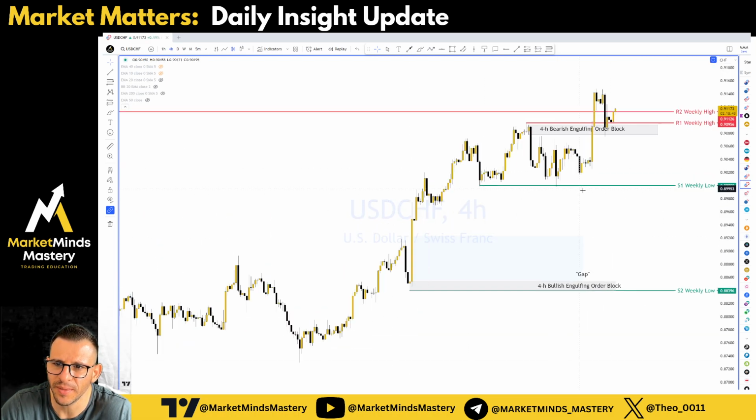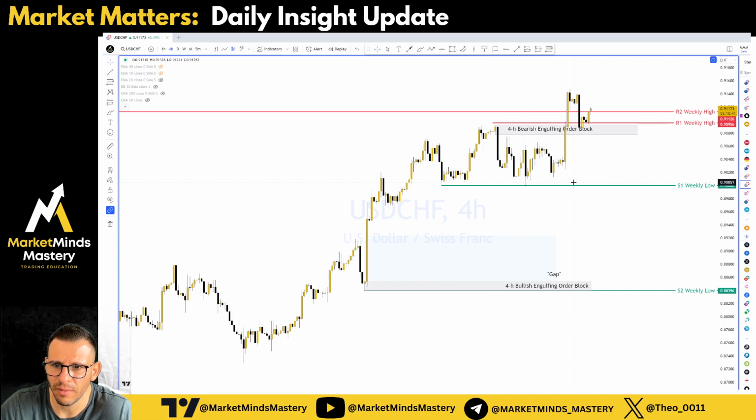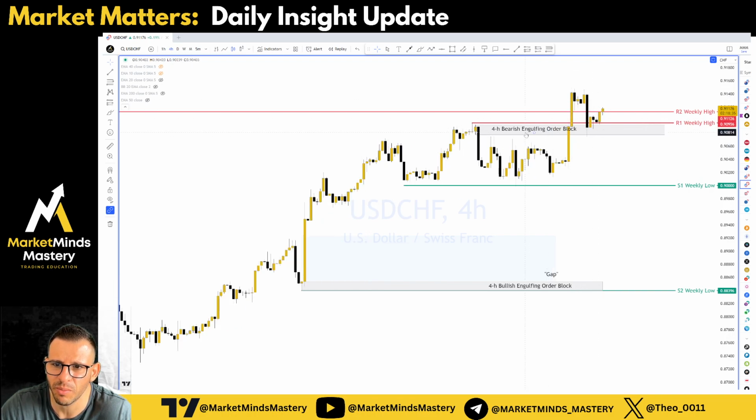USD Swissy. The bearish engulfing order block didn't hold, but it acted as support after the price broke through, and it reached the previous week's high, and it looks like it moves higher now. It's on the go.